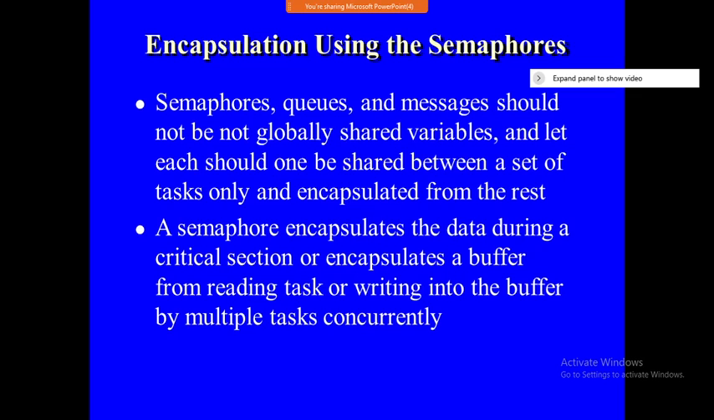Encapsulation using the semaphores. Semaphores, queues and messages should not be globally shared variables, and let each one be shared between a set of tasks only and encapsulated from the rest. A semaphore encapsulates the data during a critical section, or encapsulates a buffer from reading the task or writing into the buffer by multiple tasks concurrently.